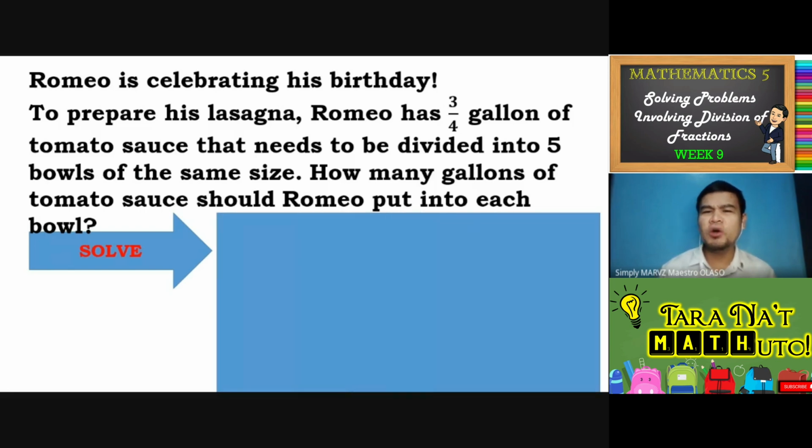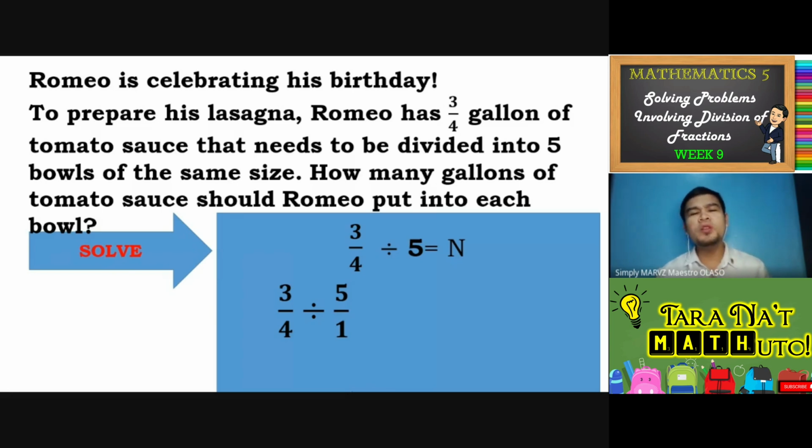Solve. Let us solve now the problem. So we have the mathematical sentence 3/4 divided by 5 equals n. Do you still remember how we divide a fraction by a whole number? Let's apply it. 3/4 divided by 5, since our divisor is a whole number, let's put a denominator of 1.